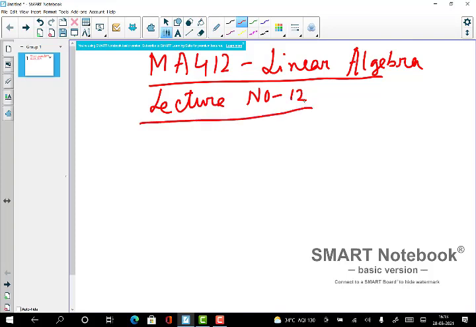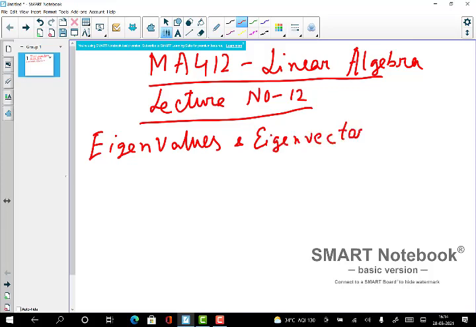In today's lecture we will learn a very important idea, and a few new things. There is something called eigenvalues and eigenvectors. In some books they also call them characteristic values and characteristic vectors, so I can write down both the names.